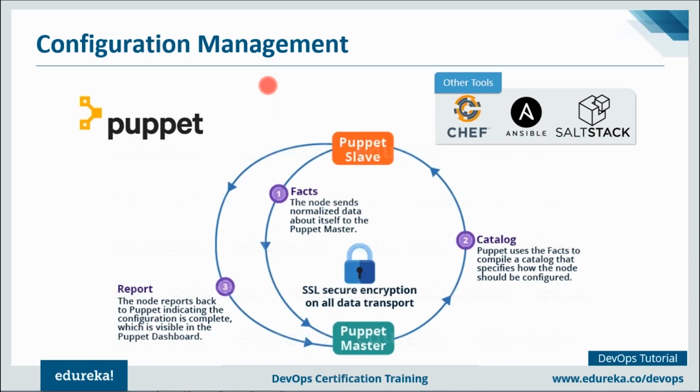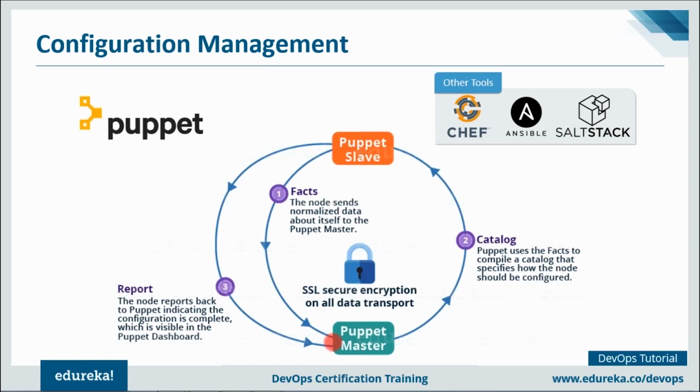So that is basically a typical Puppet architecture in which you can see that there's a master slave architecture. Here is our Puppet master and here is our Puppet slave. Now, the functions which are performed in this architecture: first, the Puppet agent sends the fact to the Puppet master. So this Puppet slave will first send the fact to the Puppet master.